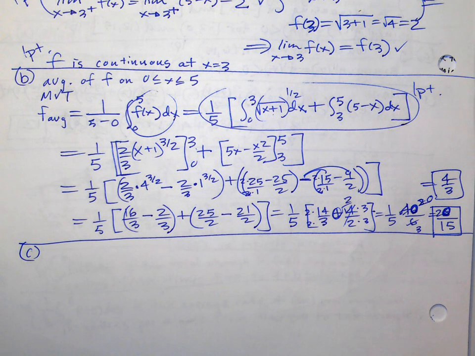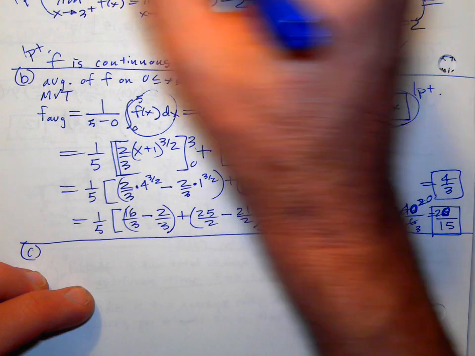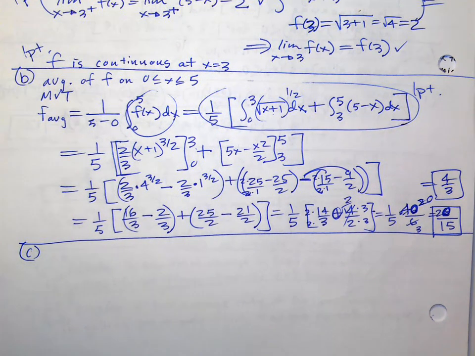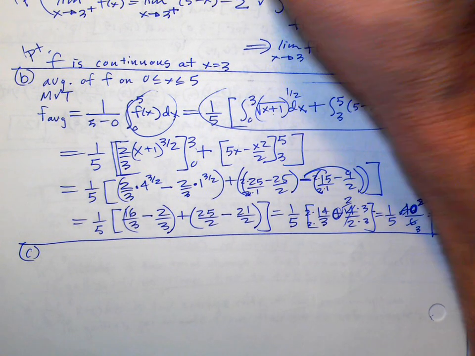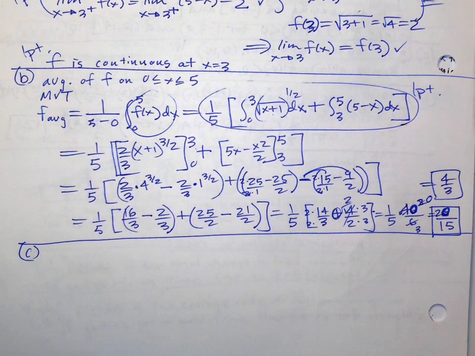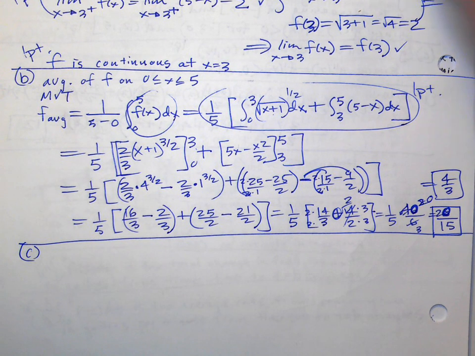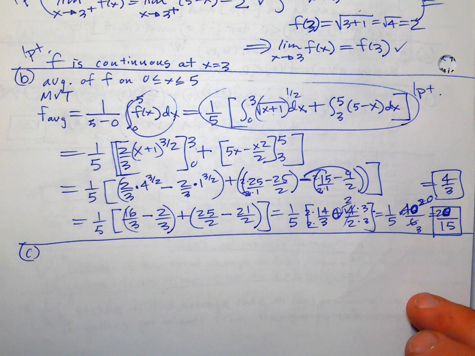C says, suppose that the function g, so here's a new piecewise function, where k and m are constants. If g is differentiable at x equals 3, what are the values of k and m? So this is actually a question I put on several tests. So we're not asking if they're continuous, we're trying to ask if they are differentiable, which means that the slopes have to agree on both sides.